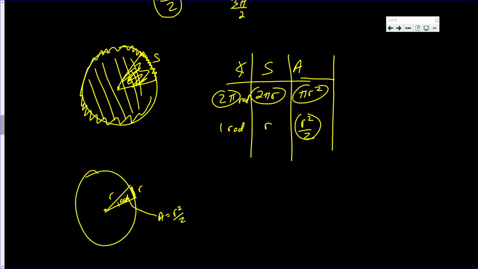But I don't want to know about 1 radian. I want to know about an arbitrary number of radians. I multiply by t. So, t radians. Well, I have to multiply by t. In fact, let us say theta.